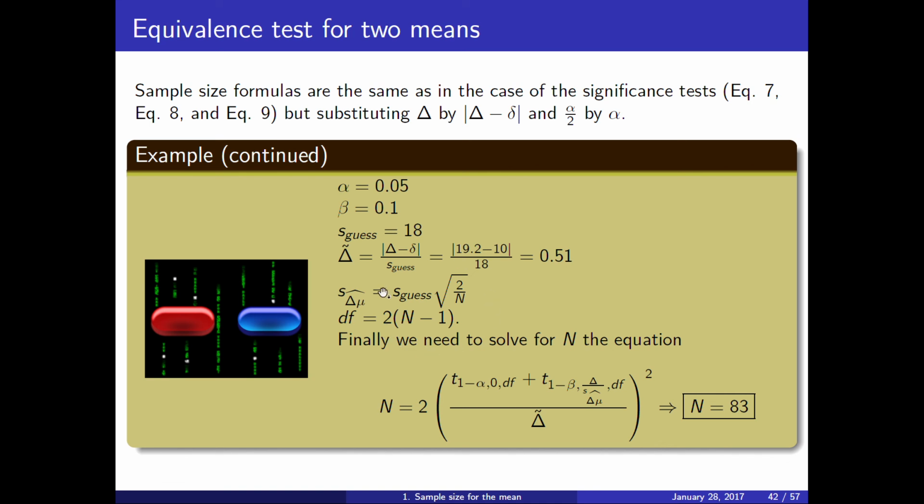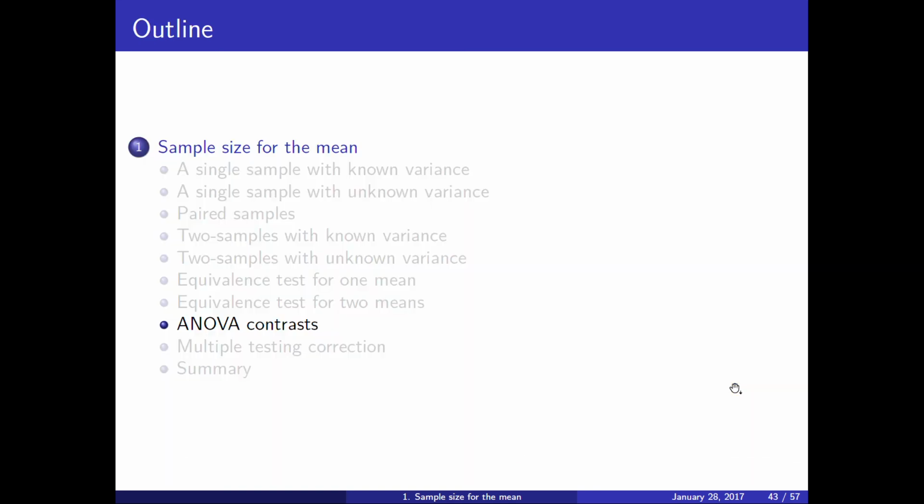So we will use the easy case in which the two groups have the same size, and then when you solve for n, you have this equation, n is equal to 83.